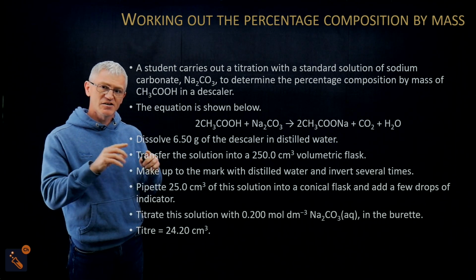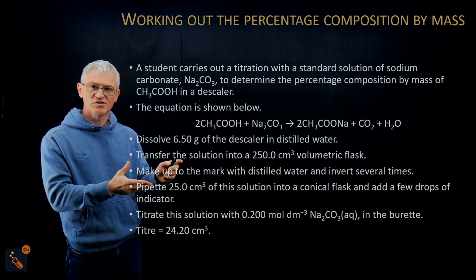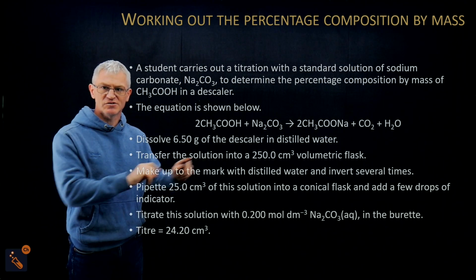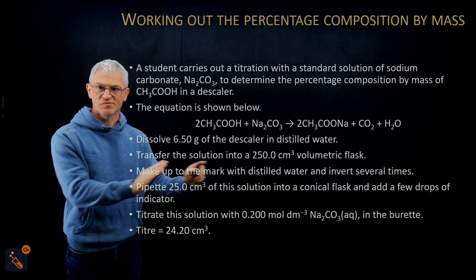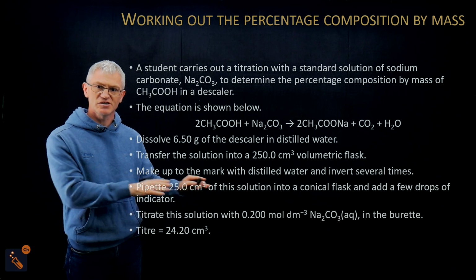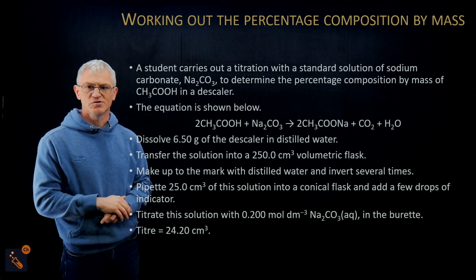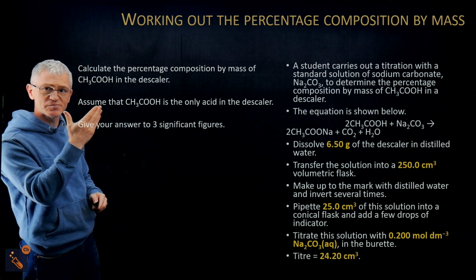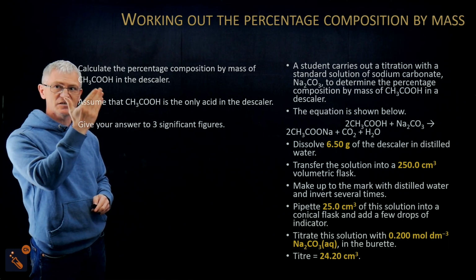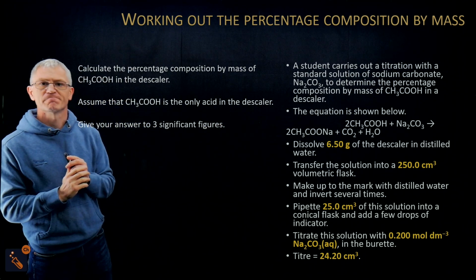So we take the descaler, we dissolve it into the 250 centimetres cubed volumetric flask, and we make it up to the mark. Then we pipette 25 out of the 250. That's a times 10 dilution again, like we've done before. In the conical flask, we add a few drops of the indicator. We titrate it with sodium carbonate that's in the burette, and we've got a titre of 24.2. So we want to calculate the percentage composition of the CH3COOH in the descaler. So we need to find out the mass of the CH3COOH to divide by its original mass, which is 6.5.